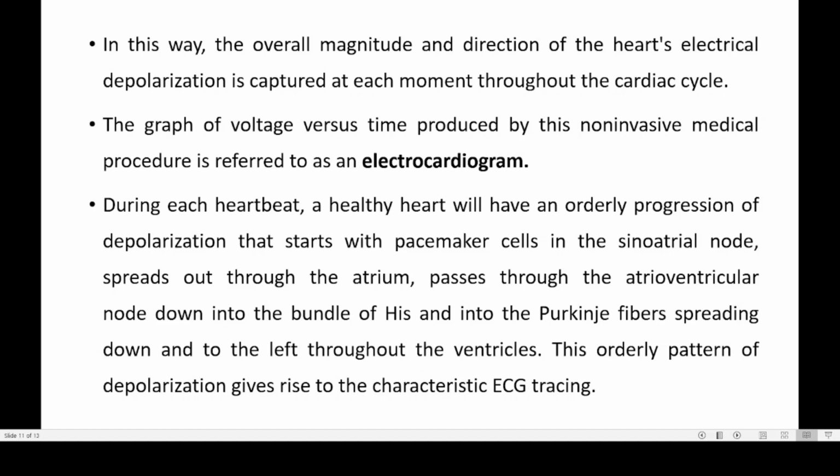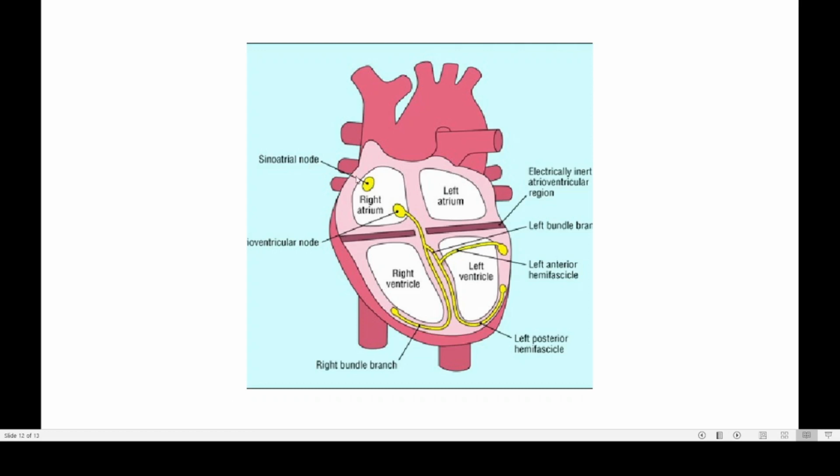That electric current will be passing from the sinoatrial node and spreading out through the atrium. Atrium means auricle. So here you can see that this sinoatrial node is producing an electric current, and that will be slowly coming to the next pacemaker, that is the atrioventricular node, the AV node. So in our body basically we have two different types of pacemaker. One is the SA node, the other is the AV node. SA node is the primary pacemaker.